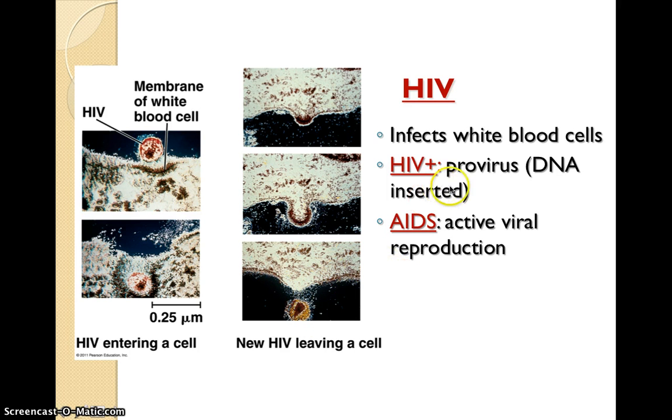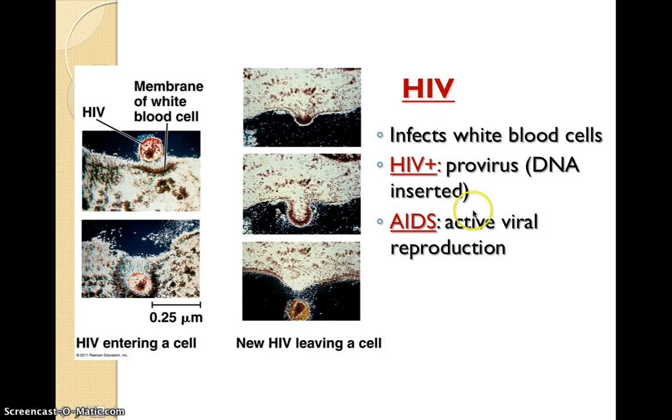Okay, a few things I forgot to mention. Provirus is the DNA that's inserted into the chromosome. Basically, this is going to become the virus, which is why we call it a provirus. When you hear the terminology of HIV positive or negative, HIV positive means it's confirmed that a person has the HIV DNA inserted into their host cells. So that's called HIV positive.